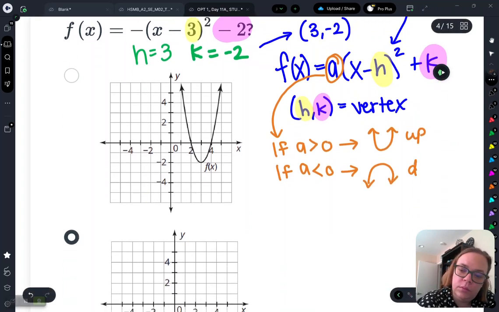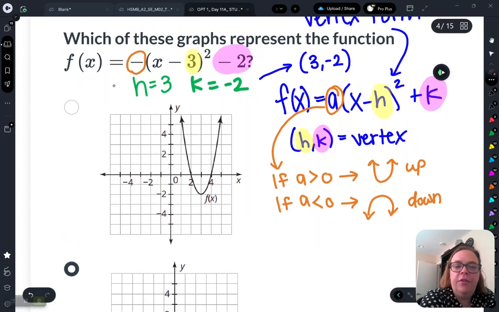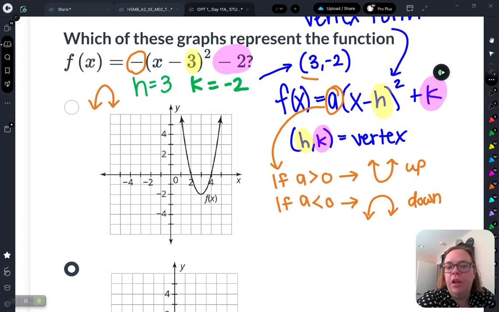And so if we look at our a, we have a negative. That means it's going to open down. So I know two things about this graph. I'm looking for a vertex of (3, negative 2), and it has to open down.